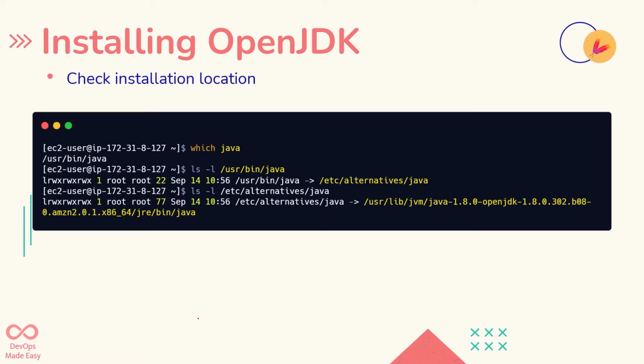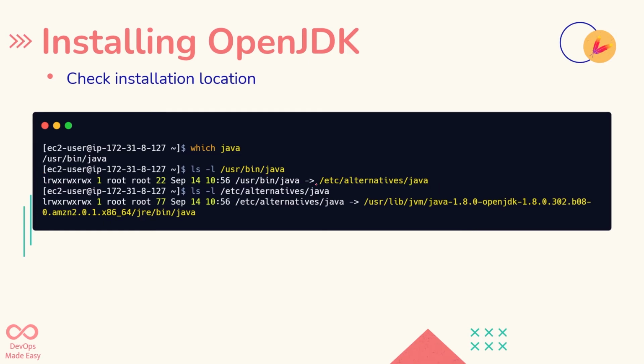Once Java is installed, you can see the installation location by typing which java. This will return the actual Java binary location, which is /usr/bin/java. If you do ls for that binary, you can see that the output represents a soft link. Java is being soft linked to this location, which is /etc/alternatives/java.